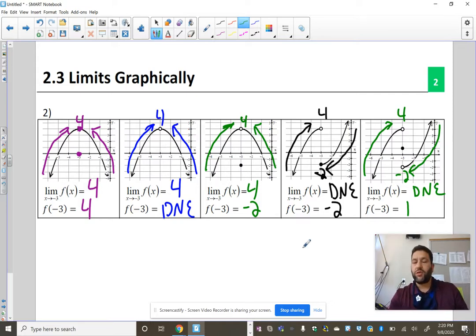So again, I'm trying to show you that for it to be a limit, it must approach the same y value from either side. And trying to show you also that there are all these different ways to ask the same question with different graphs.